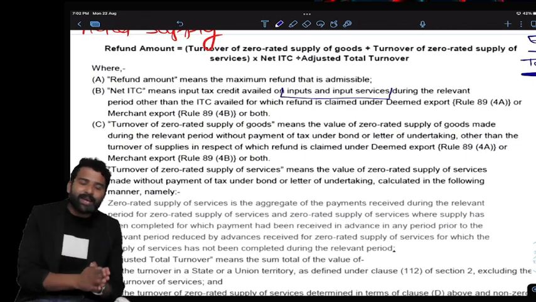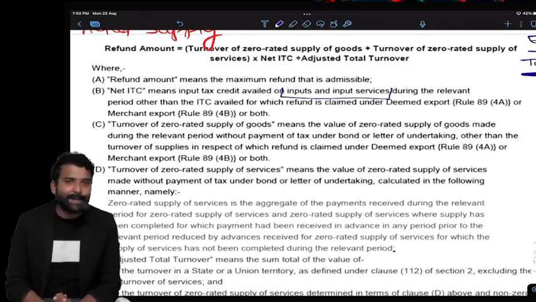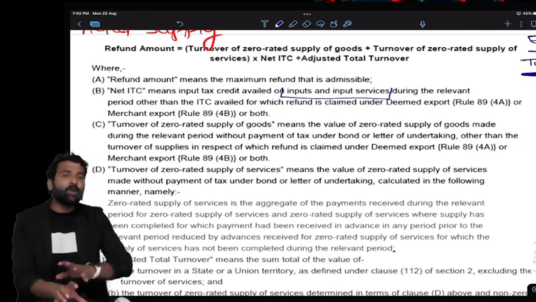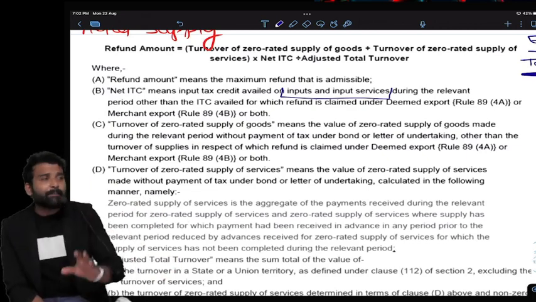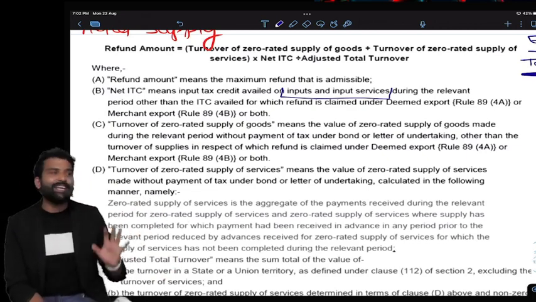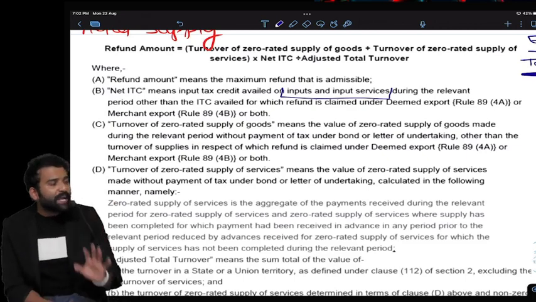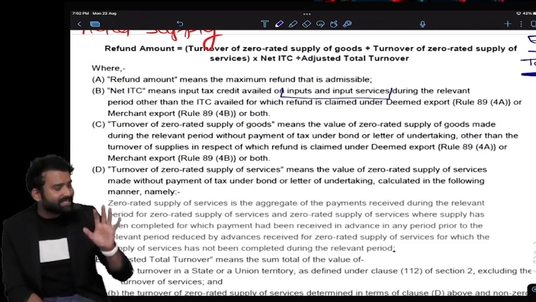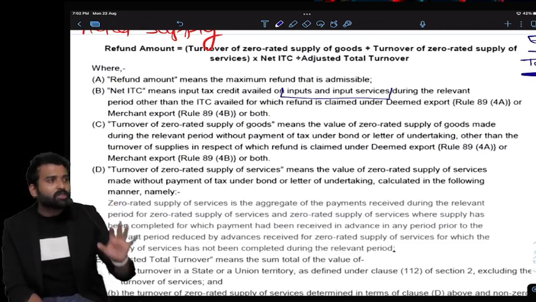कैपिटल गुड्स पे अगर आपकी क्रेडिट बची हुई है तो आप वो क्लेम करके कहीं और यूज तो कर सकते हो, पर कैपिटल गुड्स की आईटीसी का कैश रिफंड नहीं लिया जा सकता. So you cannot claim ITC which is unutilized which belongs to capital goods.